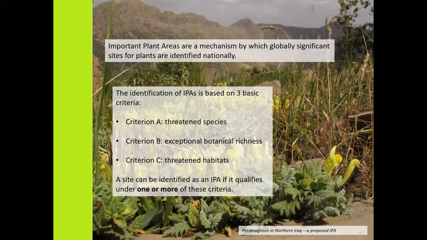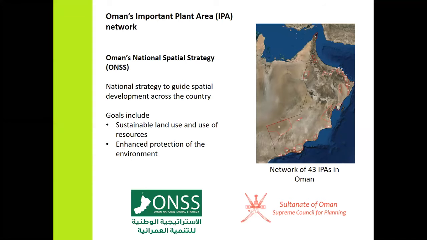So I'd like to talk a bit more about how these criteria have been used to identify a network of sites in Oman. The work was undertaken as part of a large government project, Oman's National Spatial Strategy, the ONSS project, which is a large, wide-ranging project aimed at guiding long-term development spatially in the country. So one of the major elements of this is better environmental protection. So IPAs were considered to be a really appropriate mechanism to input data on priority sites into this project.